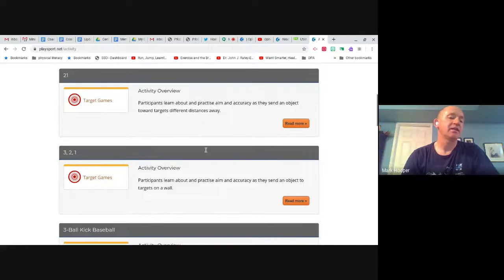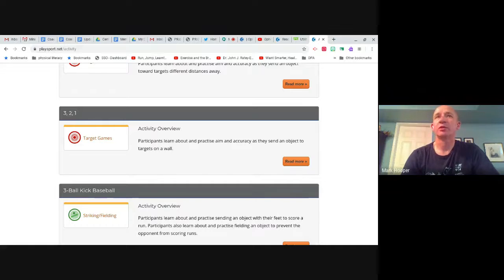Lots of different activities. Again, you have to go through and see what activities are appropriate for students to do at home. Some are more conducive to small numbers. Some you need higher numbers, but you have to go through them. A lot of the target games, for instance, you can definitely do at home.